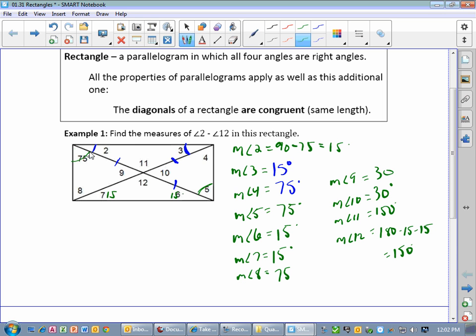30 plus 30 plus 150 plus 150. 360. Notice what happens if we draw all the arcs here. What shape do we get? Circle. We get a circle, and a circle has 360 degrees in it. Okay, so it's all done.